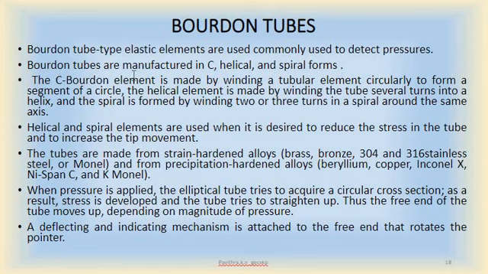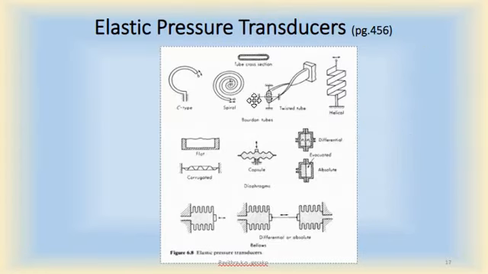So the C-type Bourdon tube element is made by winding a tubular element circularly to form a segment of a circle. The helical element is made by winding the tube several turns into a helix. That is, in this figure you can see this is the helical one, this is C-type, and this is spiral.